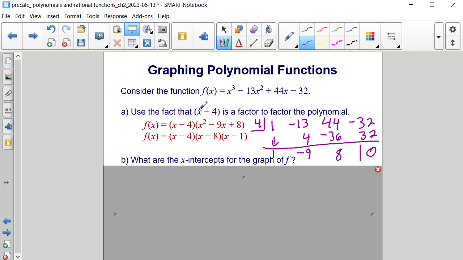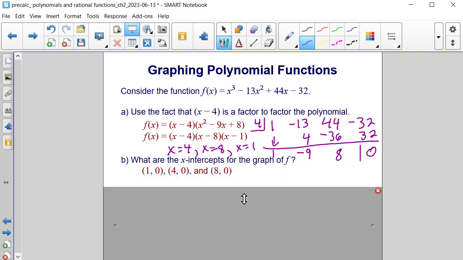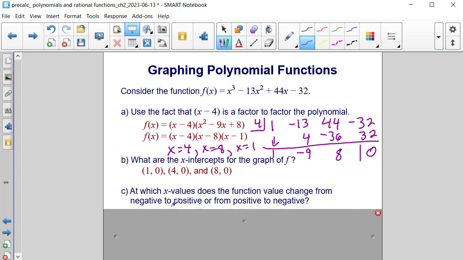So now what are the x-intercepts of this graph? Well, we know that the x-intercept corresponds to the opposite sign of our factor. So if we set them equal to 0 and solve, we would get that x is equal to 4, x is equal to 8, and x is equal to 1. Or if we write them in ordered pairs, we have 1, 0, 4, 0, and 8, 0.